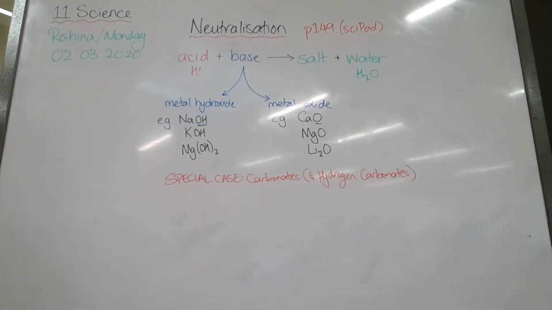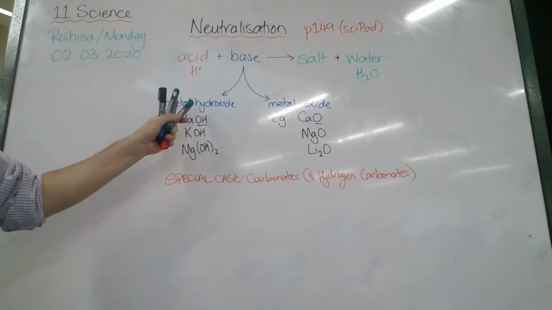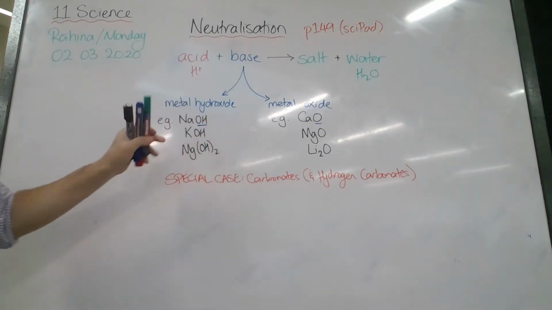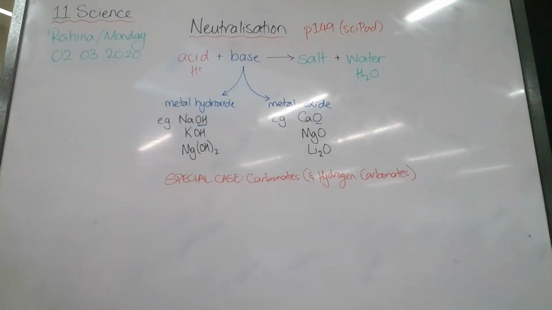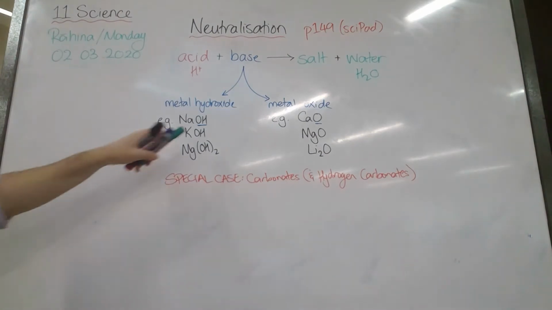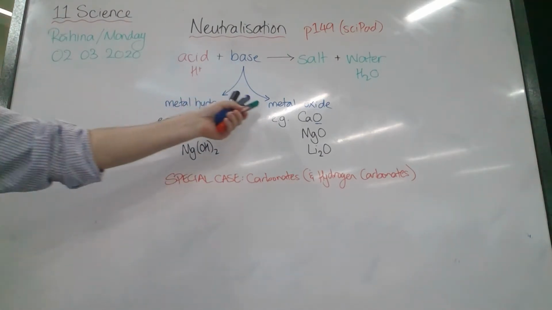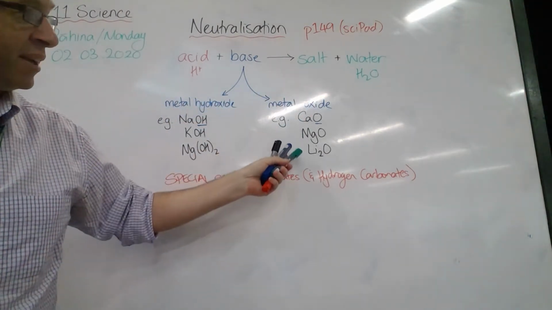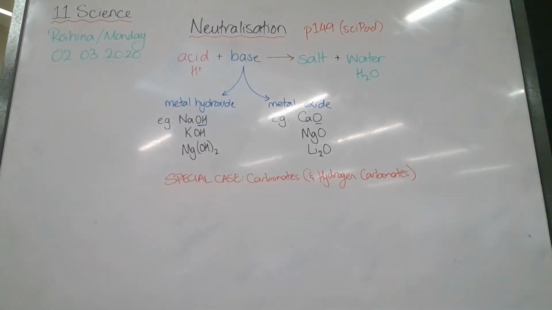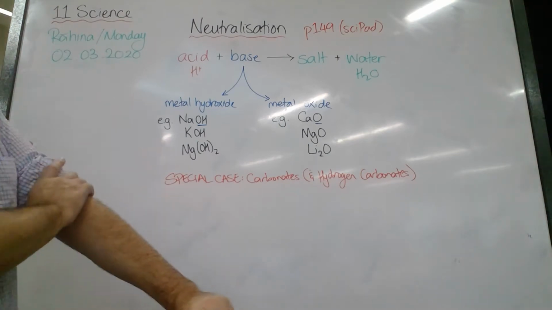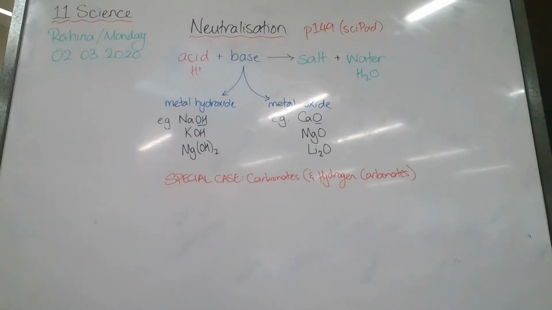So usually when we have an acid and a base, we're talking about the base being a metal hydroxide, so sodium, potassium, magnesium are all the ions of metals with hydroxide, or metal oxides. Calcium, magnesium, lithium are all metal ions with an oxide. So that's what we mean by a base. What we mean by neutralization is that it makes things neutral.